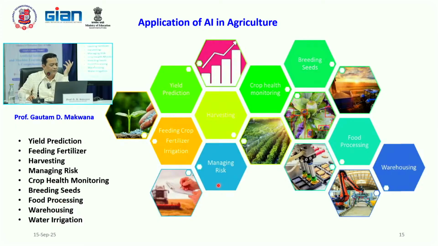Then there is food processing. How to make your food sustainable comes into food processing, warehousing, and water irrigation. So these are the areas of application in agriculture. By using AI, you can make AI in agriculture.